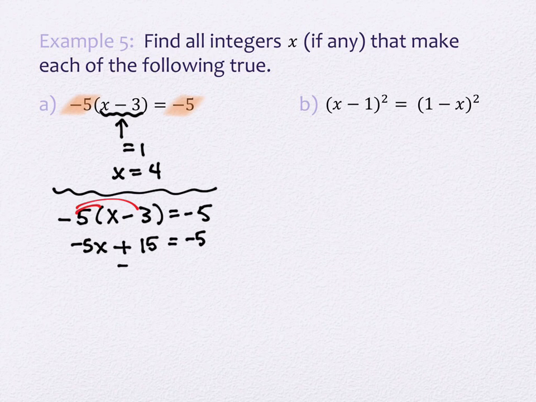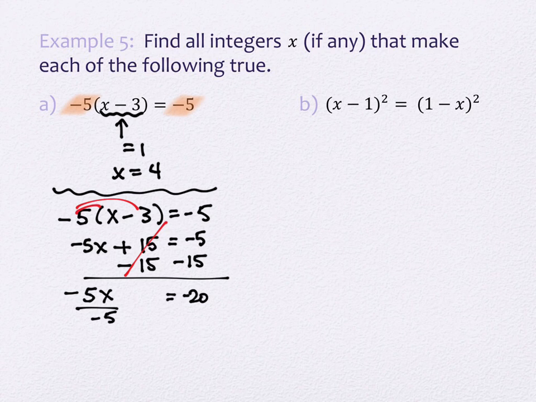Yeah, we would move the 15, and we will do it with subtraction. So I still have a negative 5x on the left. These add to 0. What do I get on the right? What's negative 5 and negative 15? Negative 20. Then what? Divide by negative 5. Now, a negative divided by negative gives me a positive, and 20 divided by 5 gives me 4.